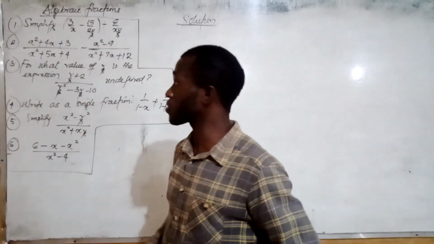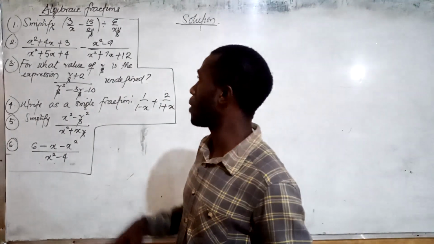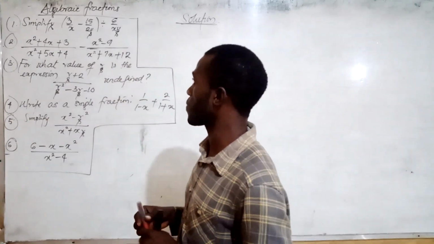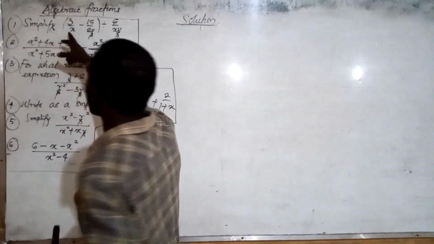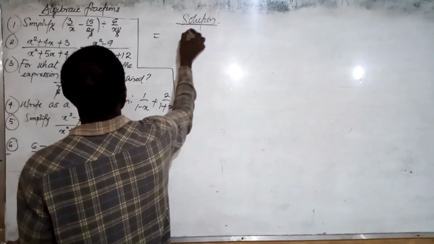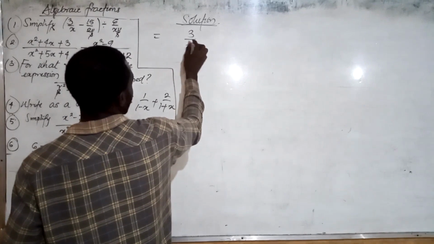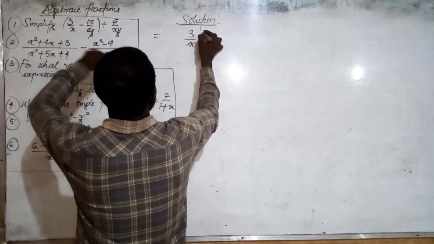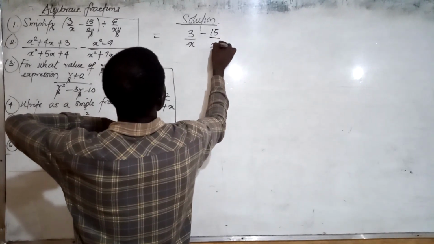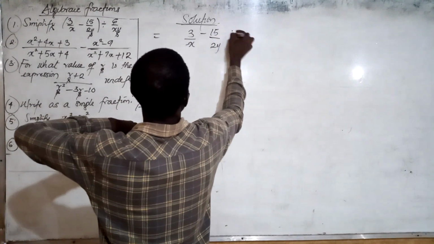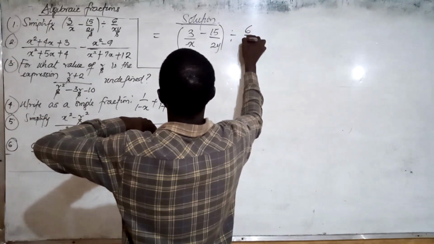There are about just 6 questions, and let's solve them very quickly. It's a follow-up on our series on algebra. Now, simplify. This one says we should simplify. You know, this is an expression, so what you expect is to simplify. It is not an equation. So 3 over x minus 15 over 2y all divided by 6 over xy.